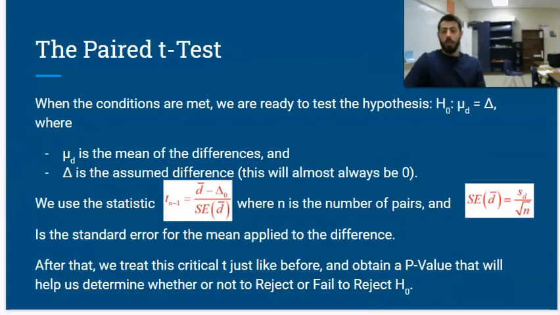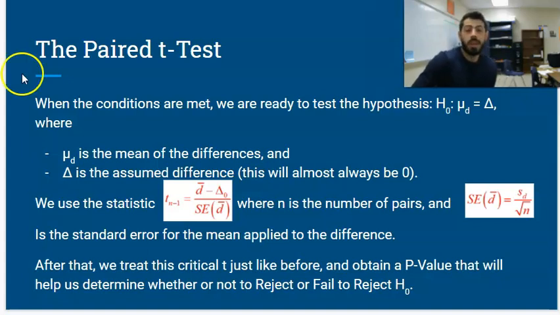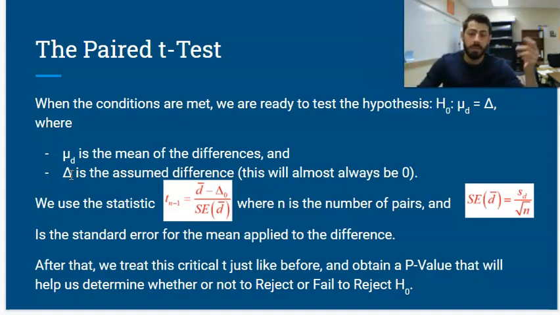That would be bad. When those conditions are met, we can go ahead and test the hypothesis that the mean of the difference is equal to some difference. In this case, this is the Greek letter delta, which is a stand-in for differences. And when you're performing this test, just like before, the difference is almost always going to be assumed to be 0, so not much extra work is going to have to be done there. And we use the standard t-statistic.